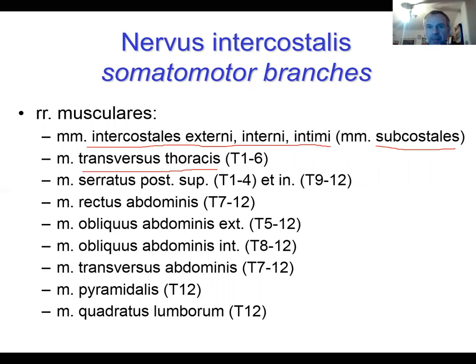Then they supply the third layer of the back muscles, the superior and inferior posterior serratus muscles. And then, of course, the muscles of the abdomen, all three groups. So the whole rectus abdominis, the whole external, internal, and transversus abdominis muscle, of course, the rudimentary pyramidalis, and they contribute to innervation of the quadratus lumborum, which is also innervated by L1, L2, L3 spinal nerves. So we can see that they are very important for breathing.